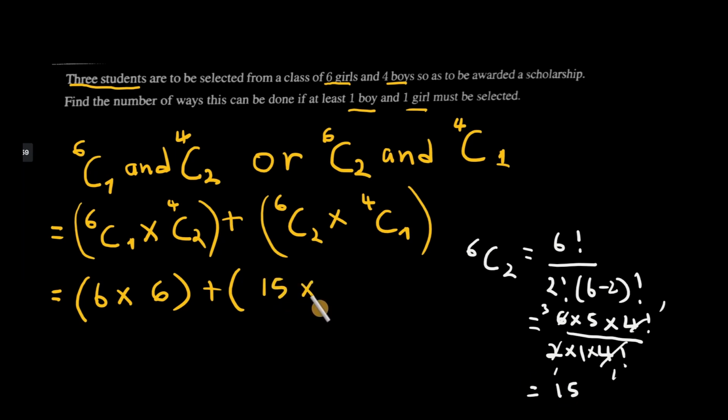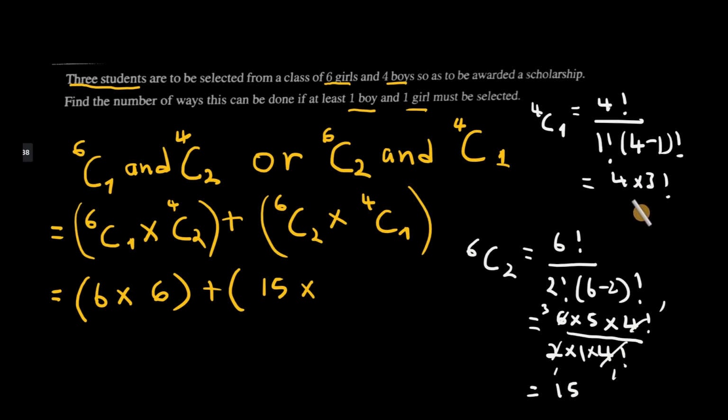Now 15 times 4 combination 1. 4 combination 1 is the same as 4 factorial all over 1 factorial into 4 minus 1 factorial, which is 4 times 3 factorial over 1 factorial, which is 1. 1 times 3 factorial is 3 factorial, since 4 minus 1 is 3. 3 factorial here cancels out. I'll be left with 4 times 1, which is 4. That means 4 combination 1 is 4.